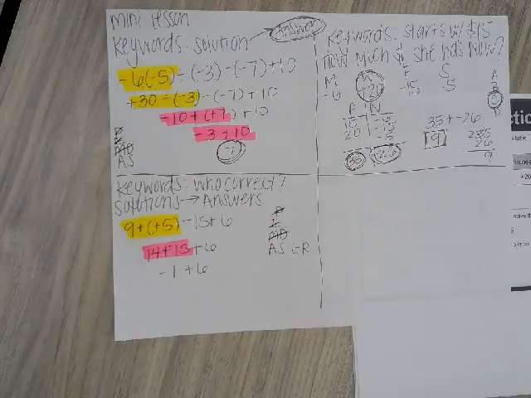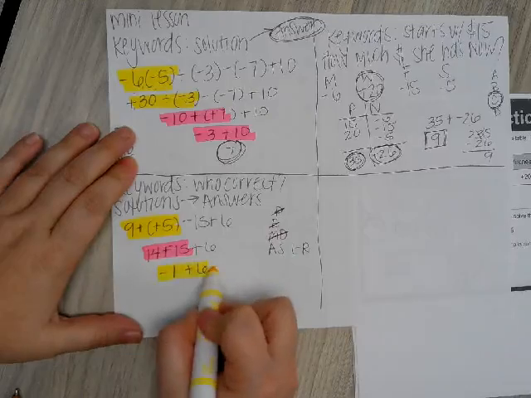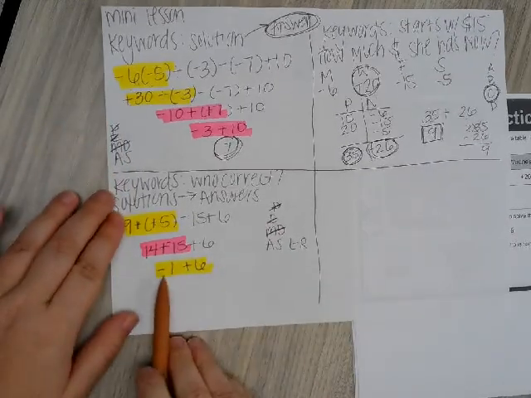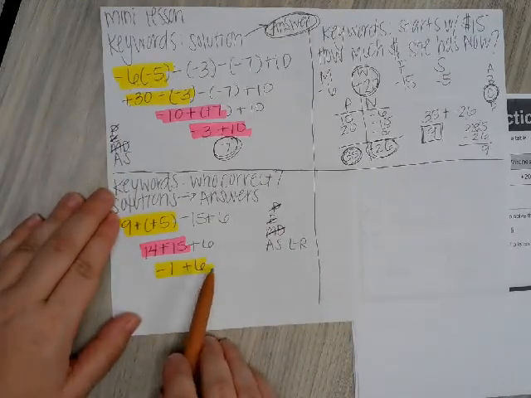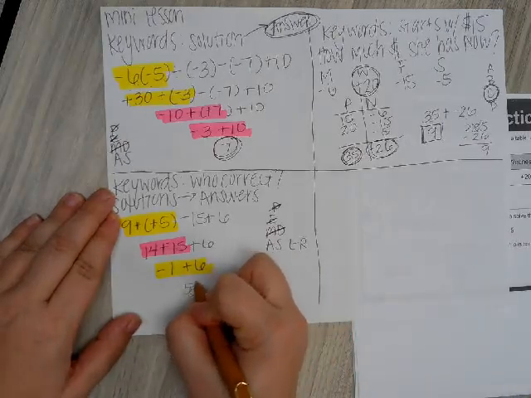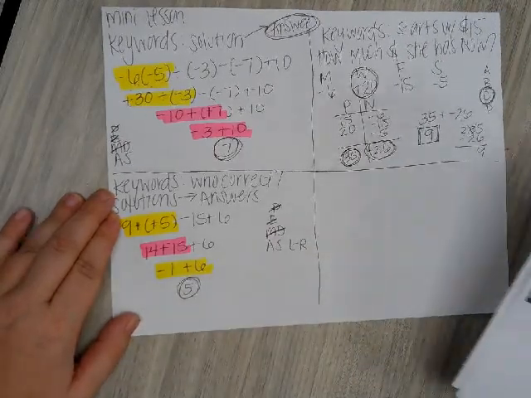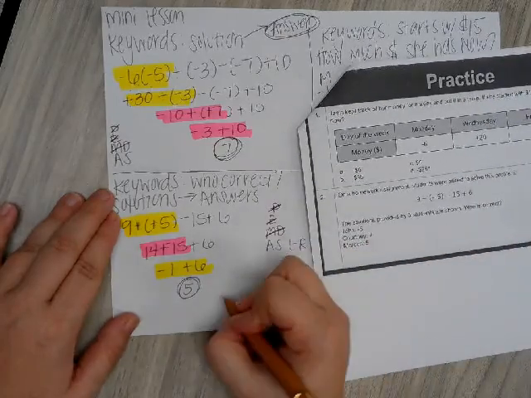So now we're going to solve that. They are different signs, so I have to subtract. 6 minus 1 is 5. So let's see who picked 5. Marcus picked 5. Marcus was correct.